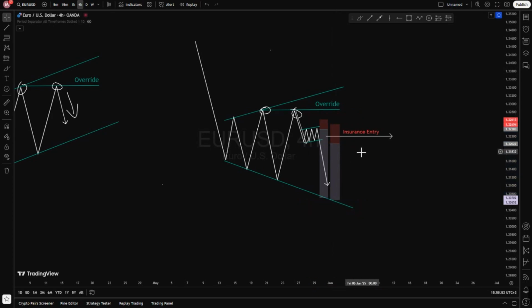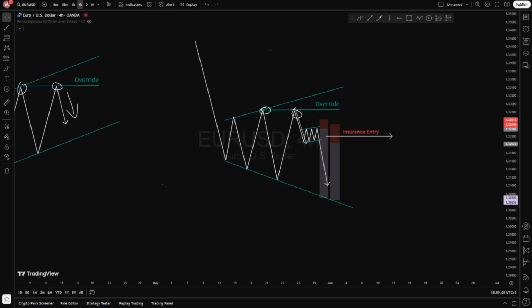The insurance entry is one of those tools that helps you adapt when the market doesn't give you textbook setups. You're no longer stuck waiting for a third touch that never happens. You're reacting to what price is doing right now and using structure to make smart decisions.